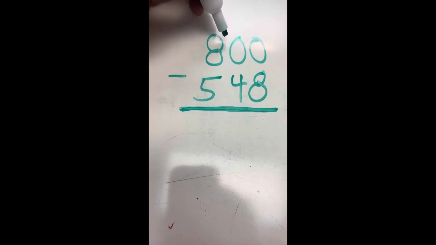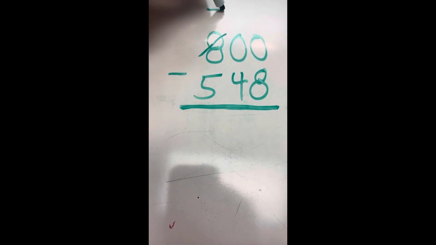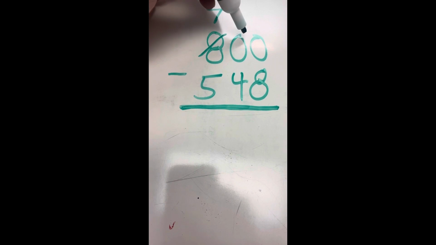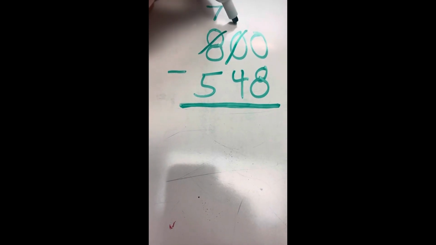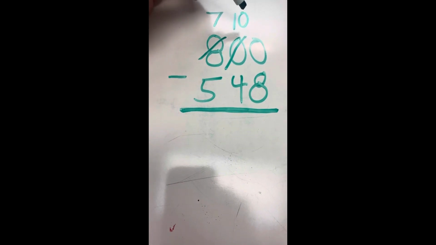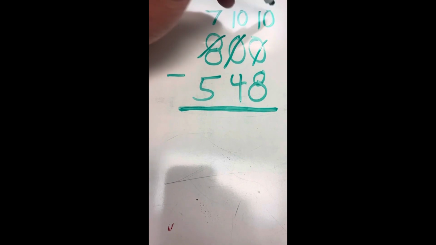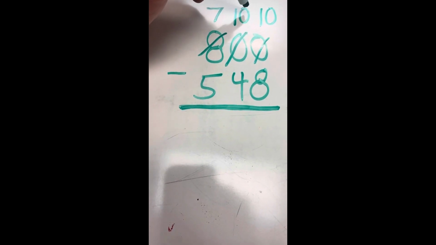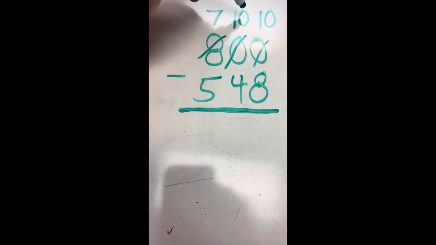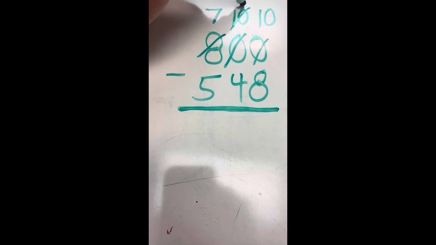So I'm going to take away a 1 from the hundreds place. The 8 is going to become a 7. The 0 is going to become a 10. The 0 in the ones place is also going to become a 10. Then I'm going to take away 1 from the 10 in the tens place. That's going to become a 9.